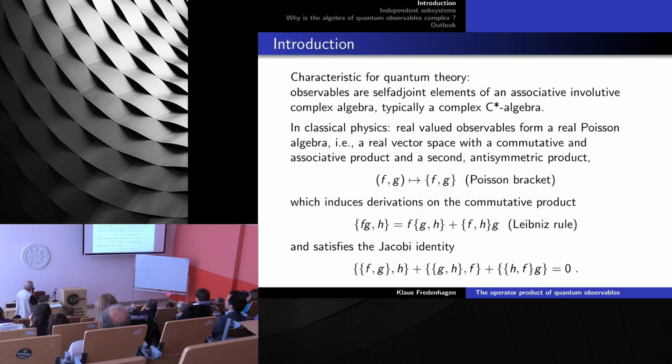One is that it's related to the commutative product just by the usual Leibniz rule for derivatives. So the Poisson bracket of the product fg with h is f times the Poisson bracket of g and h plus the Poisson bracket of f and h times g. So this is just the usual rule for derivatives. And in addition, you have a consistency relation, which is the Jacobi identity. So when you make this cyclic sum over the second Poisson bracket, then the sum over these cyclic permutations vanishes.